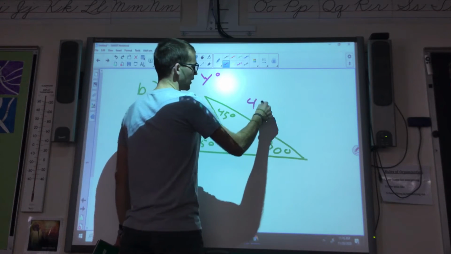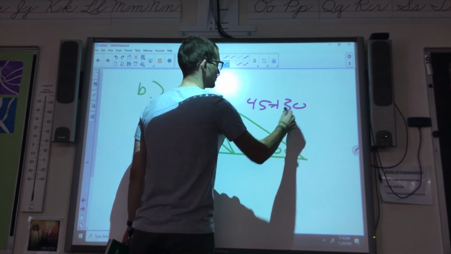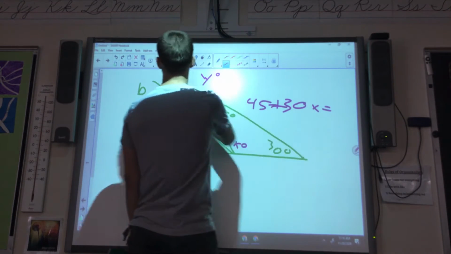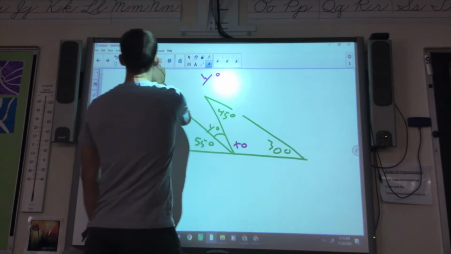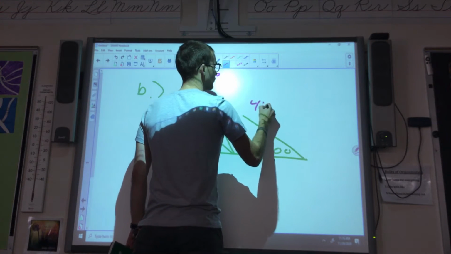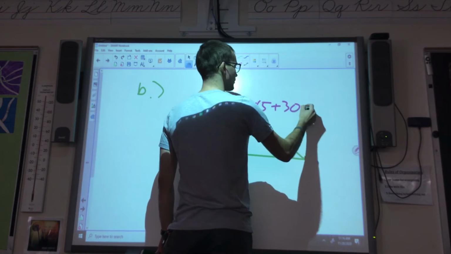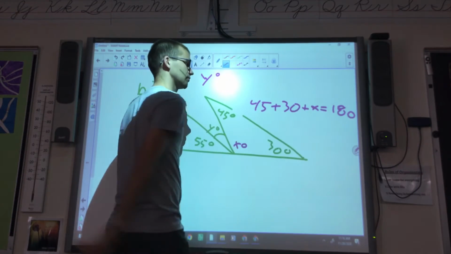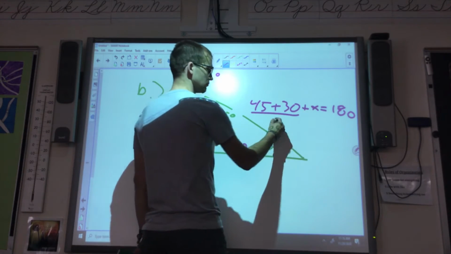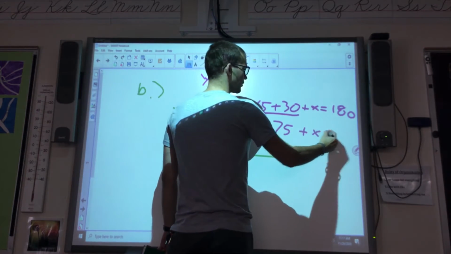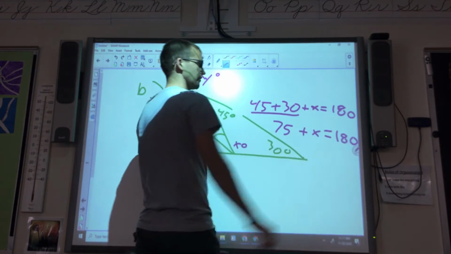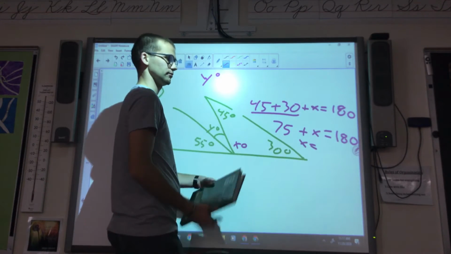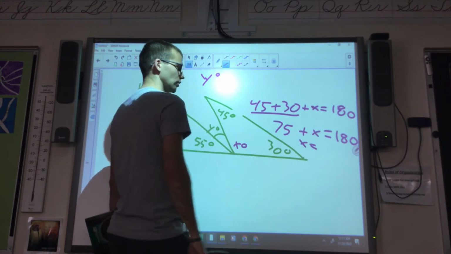So if 45 plus 30 plus x degrees equals 180, I'm just going to erase that. It's much easier. 45 plus 30 plus x equals 180. 45 plus 30 is 75, plus x equals 180. Subtract 75 on both sides, x equals what? 105.